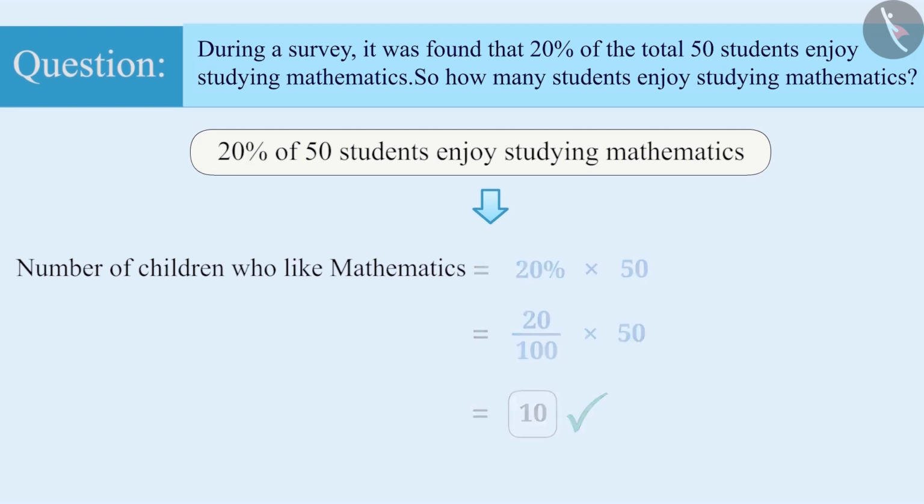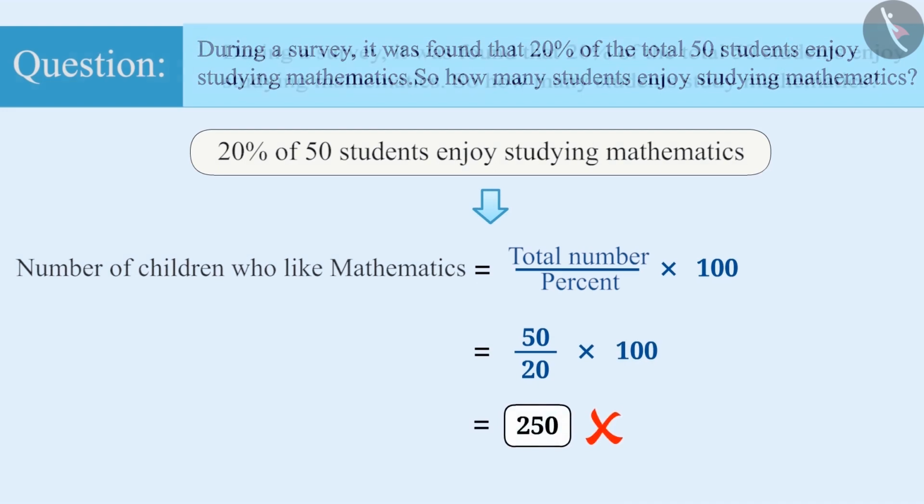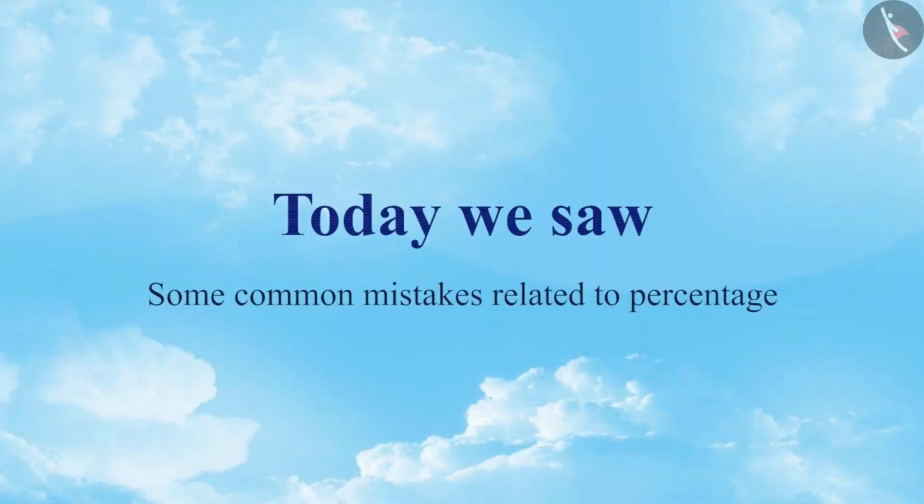Sometimes, the total number is divided by percent and multiplied with 100 to find the number of students who enjoy studying mathematics. For instance, here 50 is divided by 20 and then multiplied by 100 to give the result 250, which is the wrong answer. Today, we saw some common mistakes related to percentage.